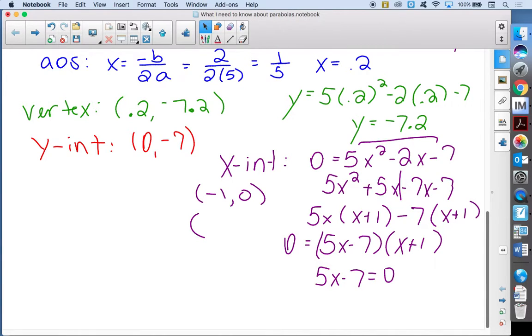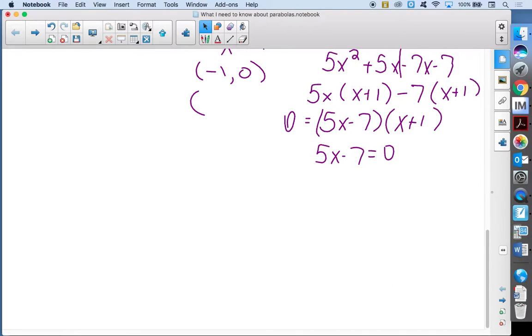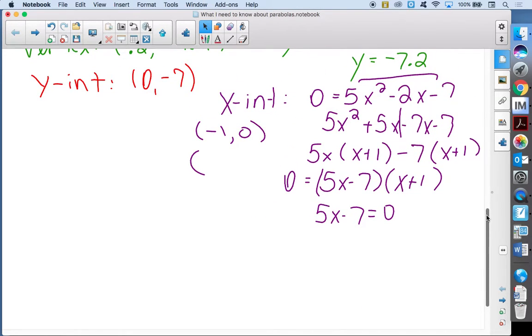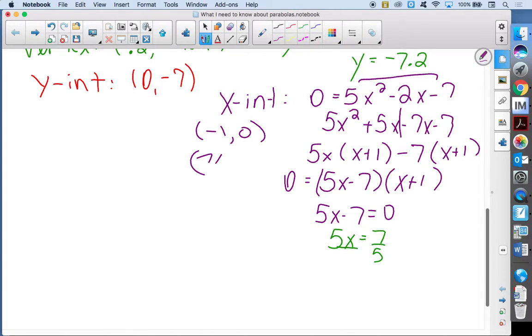So 5x minus 7 equals 0. What would you do to get x by itself? You have to add 7 to the other side, and then you divide 7 by 5. So you get 7 over 5.